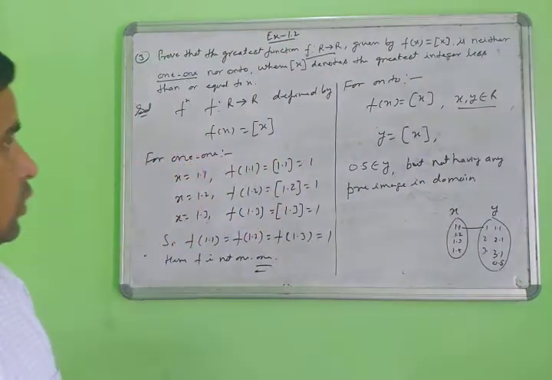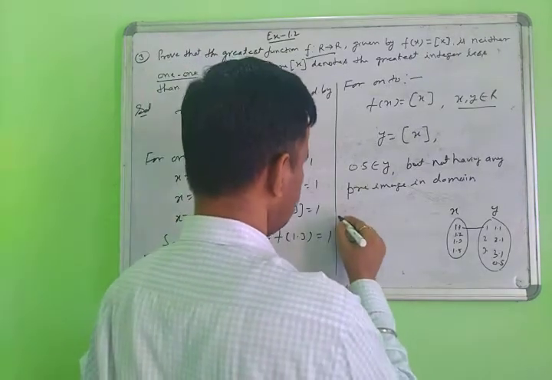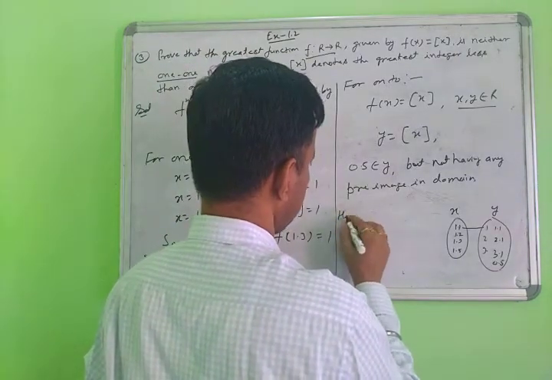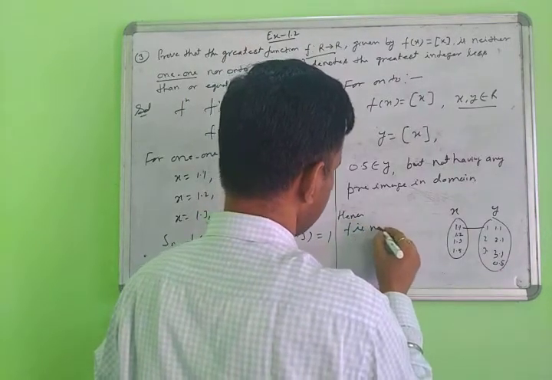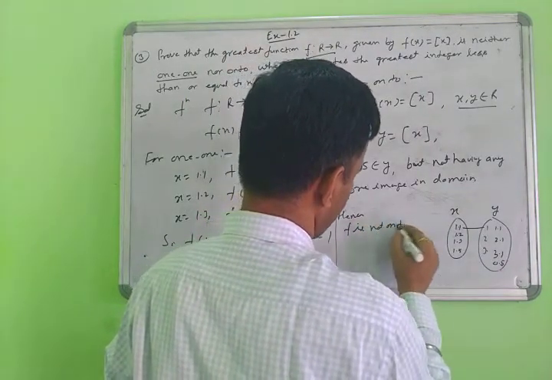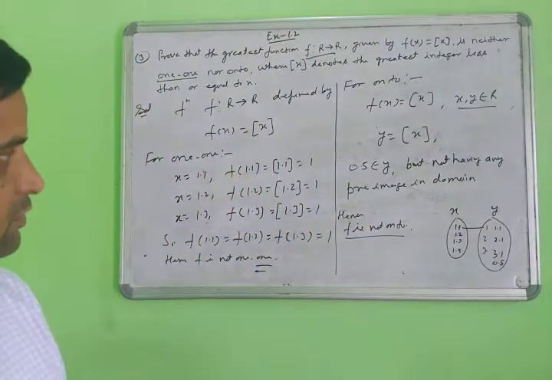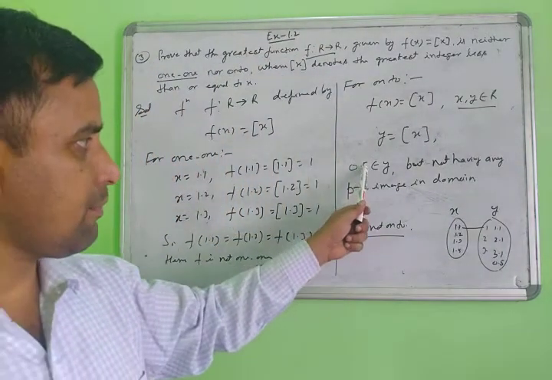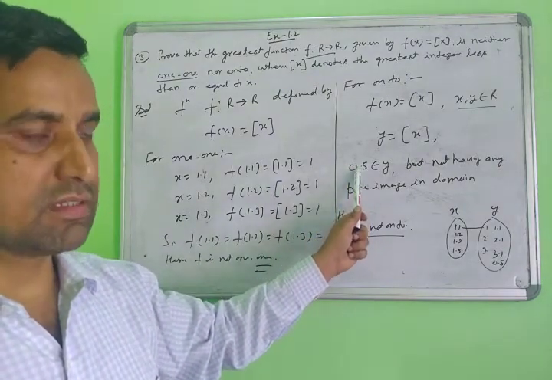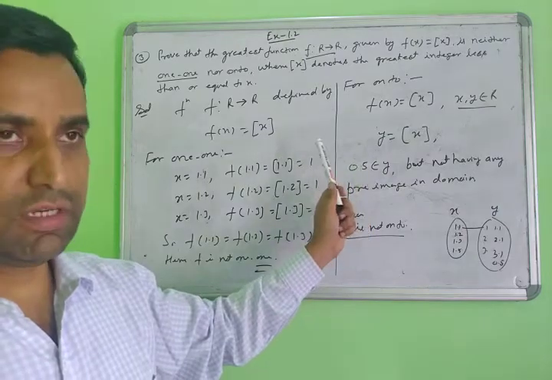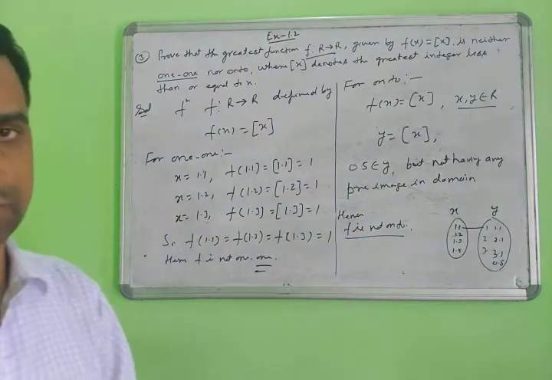Yes, note down. So you can say here f is not one-one and onto. Hence f is not onto, because this number is in the codomain but does not have a unique image in the domain. Yes, note down these very simple things here. Note down the next question.